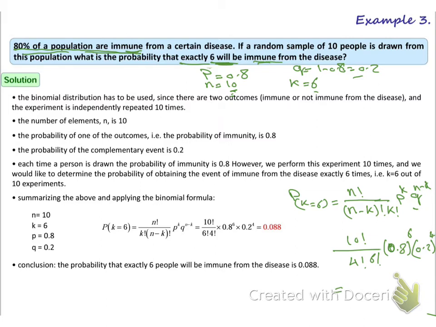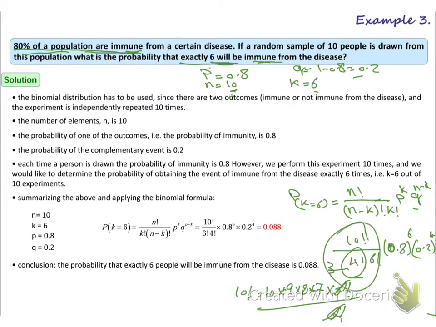You can calculate them on the calculator, 10 factorial, 4 factorial, and 6 factorial, or you can calculate them manually. If you expand this, 10 factorial will be expanded to 10 times 9 times 8 times 7 times 6 factorial, then 6 factorial will be cancelled with the 6 factorial below, and we'll have 4 factorial. You have to expand the 4 factorial as well. The same thing you can calculate on the calculator, but you have to be careful and put brackets when you have the numerator and denominator. Let me erase what I have done here.